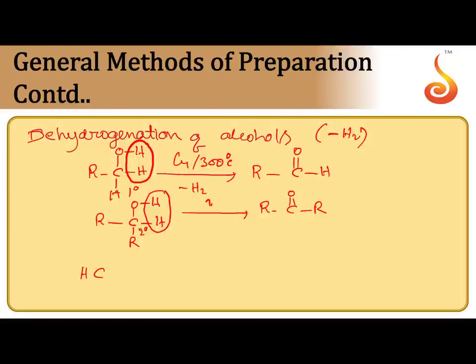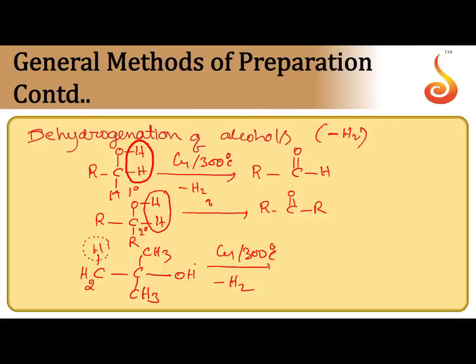If it is tertiary alcohol, what happens? H2 elimination is not possible. Since H2 elimination is not possible, what happens? H from the beta carbon and OH from the alpha carbon, both are removed in the form of H2O. So dehydration takes place, producing alkene.